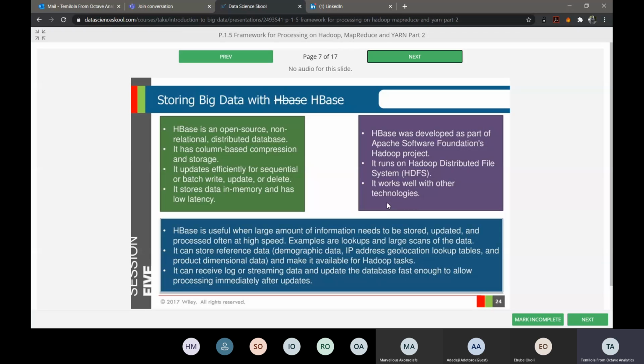As we can see, it says HBase is useful when a large amount of information needs to be stored, updated, and processed even at a high speed. Then it's telling us the different types of data HBase can store. HBase can store demographic data. It can store GPS data, different lookup table data. It can store almost any type of data. It can also receive log or streaming data and update the database fast enough to allow processing. So if you want to work on large data sets at a very fast rate, you can use HBase.